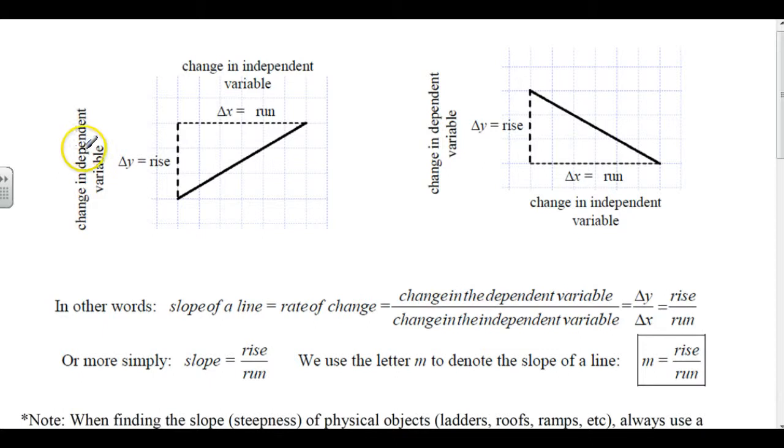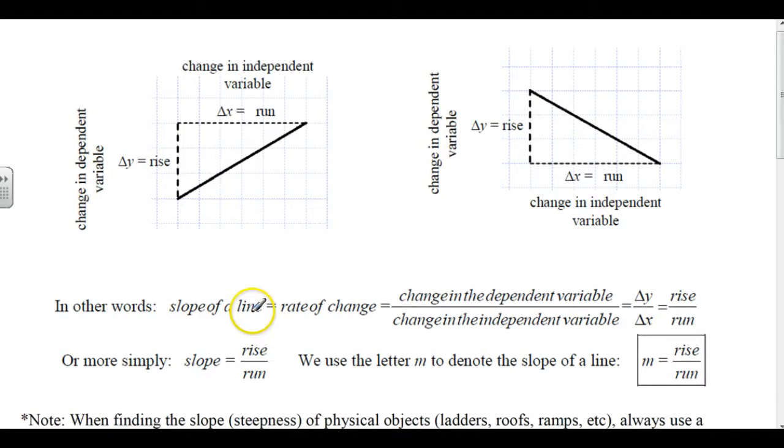And here's a couple of examples. So the change in the dependent variable, that's delta y, the rise. So we can see that we're going up. And the change in the independent variable is the run. And here we can see a rise which is negative. It's going down. So we have a negative rise.